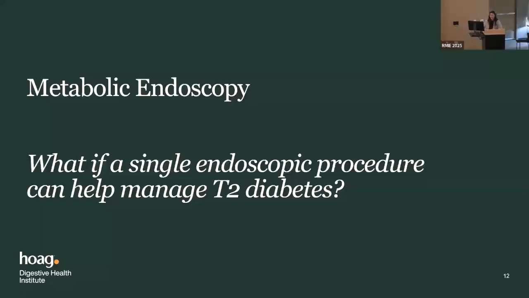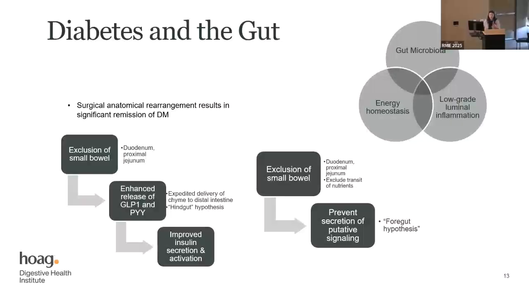And very briefly, I wanted to touch on metabolic endoscopy because this is innately kind of the biggest thing that is happening in the world of weight loss and metabolics. And so what if a single endoscopic procedure can help you with your type 2 diabetes? And what we see is that when patients have Roux-en-Y gastric bypass, you get improvement in markers of type 2 diabetes, whether that be via the hindgut or the foregut way of looking at things, whether it's the exclusion of the small bowel, modifications of the GLP-1 and PYY hormones, or whether it's this foregut hypothesis that you're preventing secretion of putative signaling, something happens where the small bowel changes and diabetes gets better.